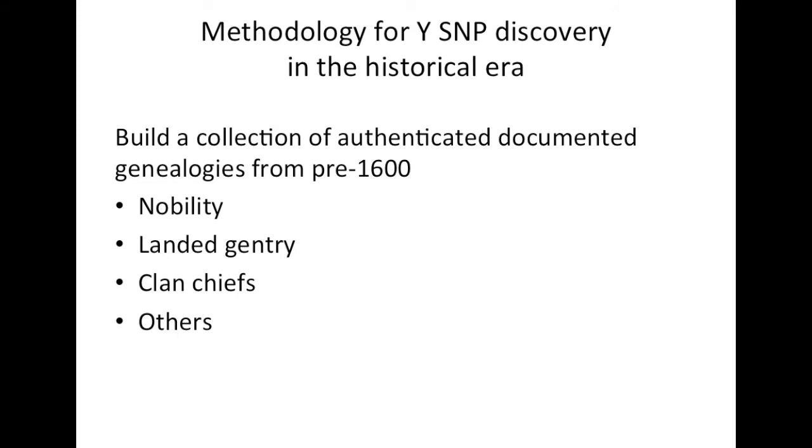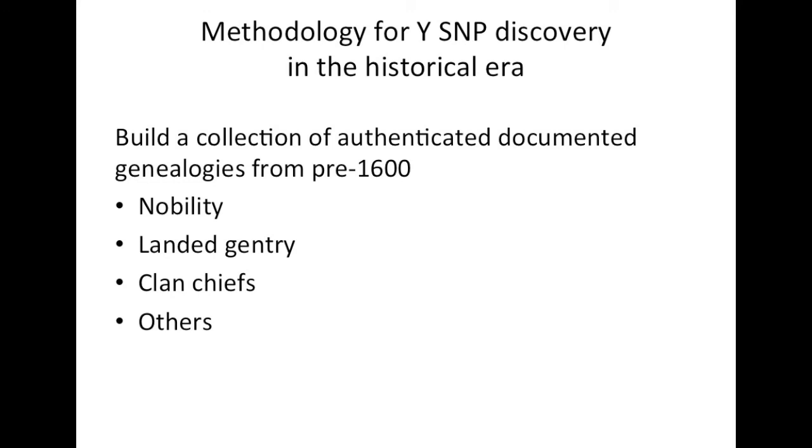So the first step in the methodology itself would be to gather authenticated, documented genealogies from the pre-1600 period with living male line descendants. Due to the availability of sources, it's obviously going to tend to focus on the nobility, landed gentry and clan chiefs, but could include others if they have well-documented lines. Identified individuals would then be issued invitations to take a test, and this would be a basic 37 marker STR test for verification purposes.